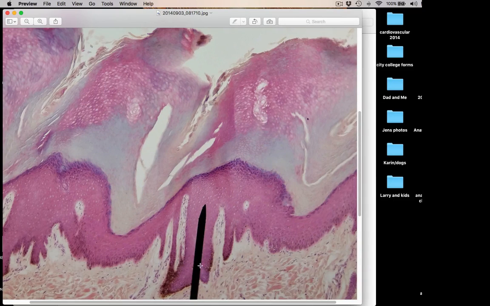This is stratified squamous keratinized. So once we say it's keratinized, these cells have filled up with a protein called keratin. We'll talk about that when we get to the integumentary system, and they have since died. But this is stratified squamous keratinized.